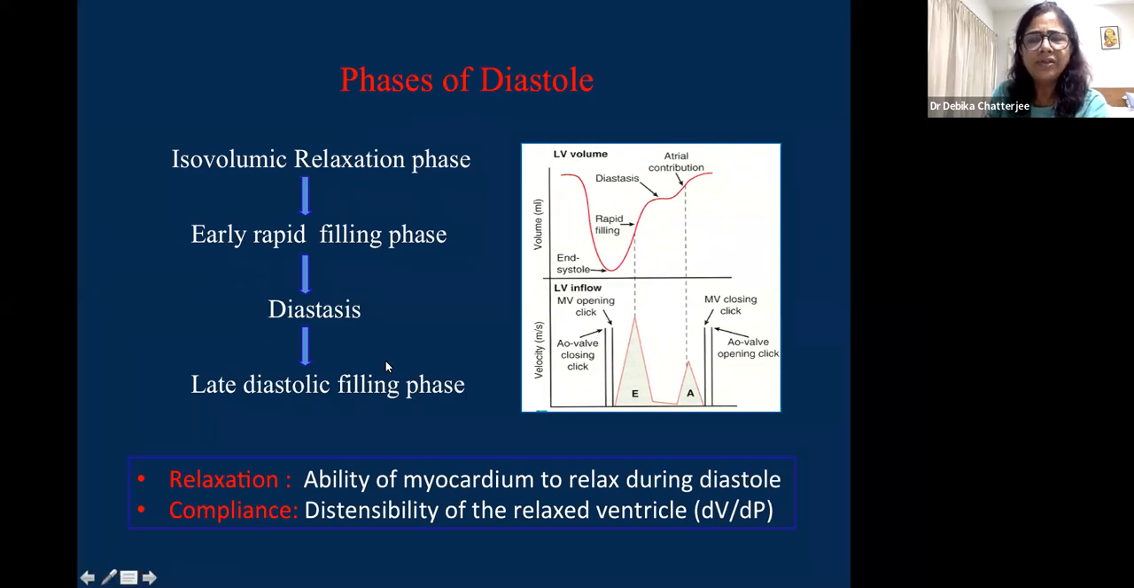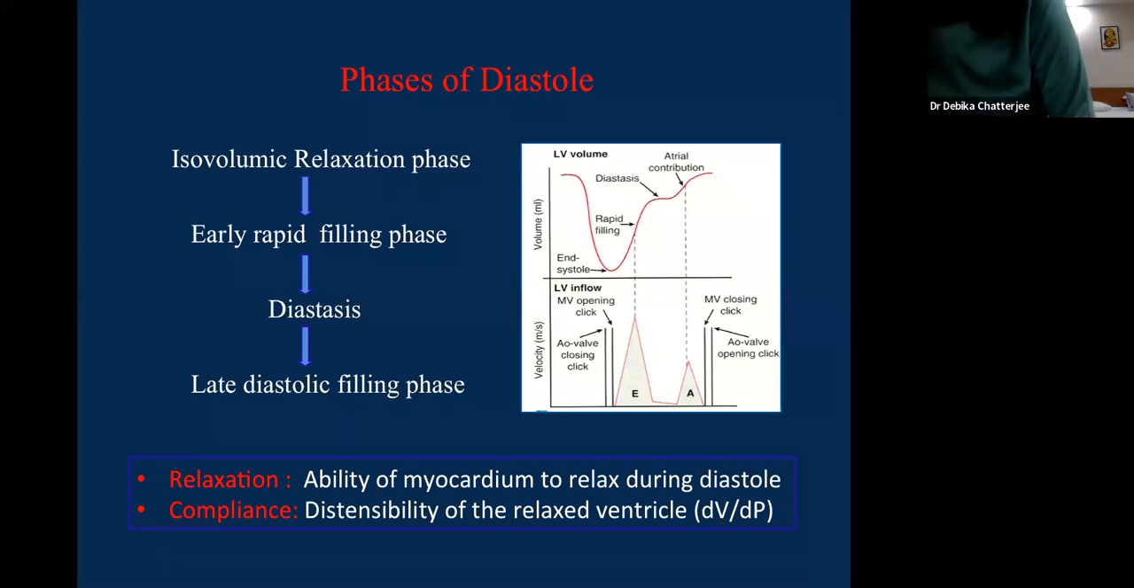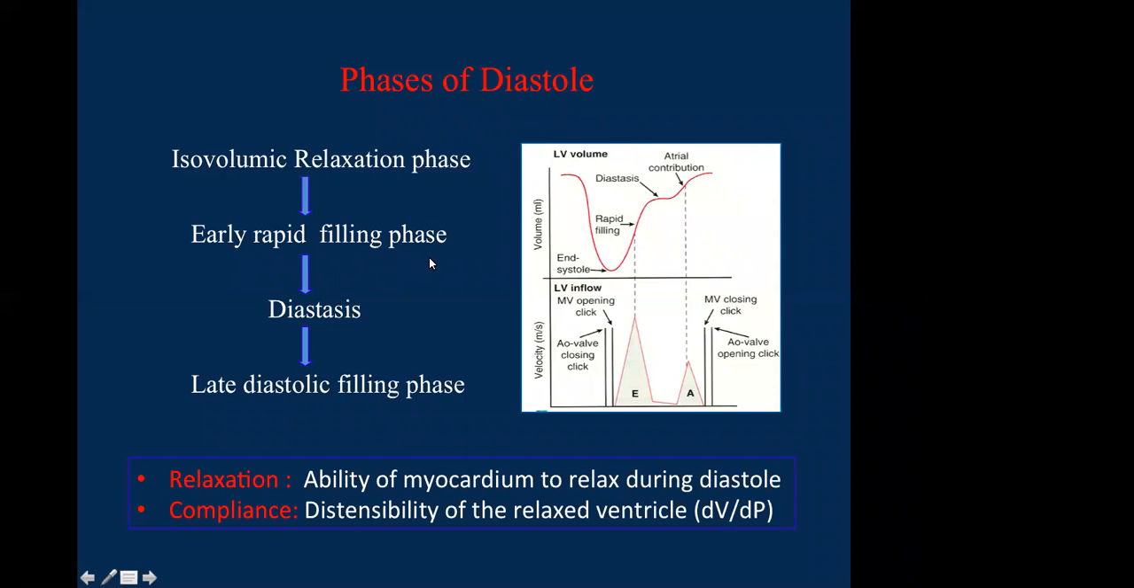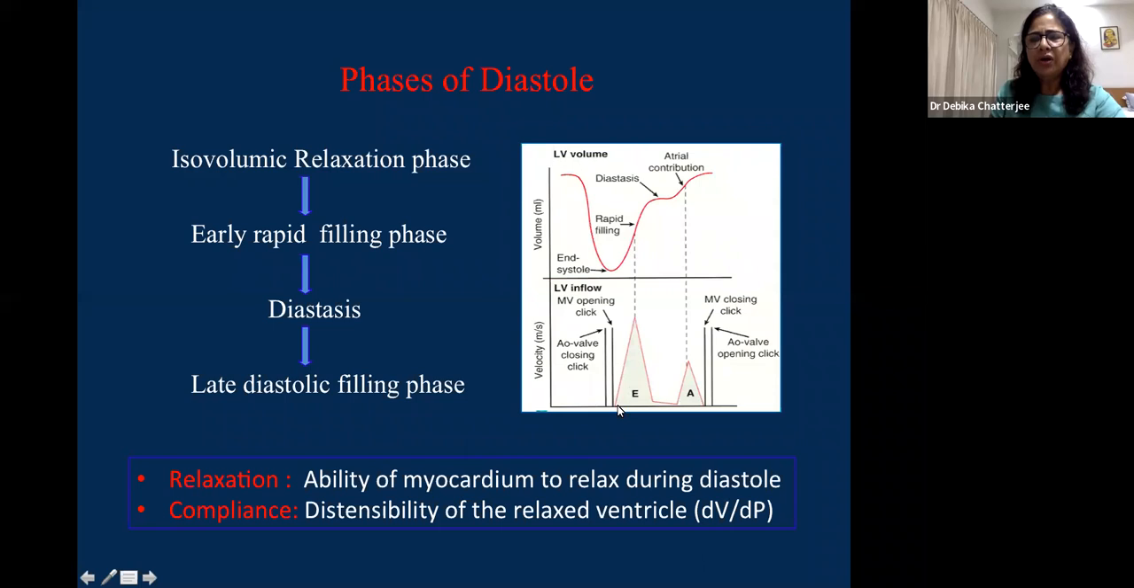So that results in the lowering of the pressure inside the ventricle. A time comes when the ventricular pressure is below the left atrial pressure, and that results in opening of the mitral valve. As soon as the mitral valve opens, a gush of blood from the left atrium goes to the left ventricle, that we say early rapid filling. During the early rapid filling phase we get the E wave.